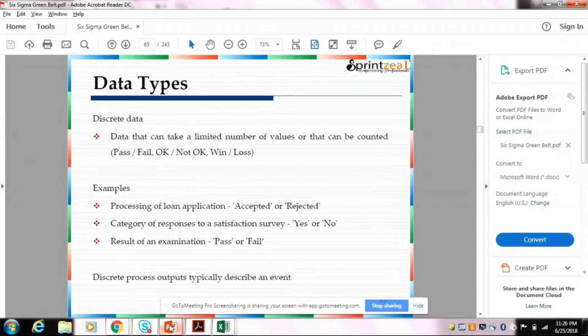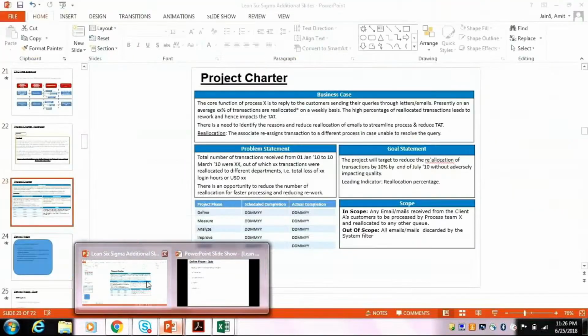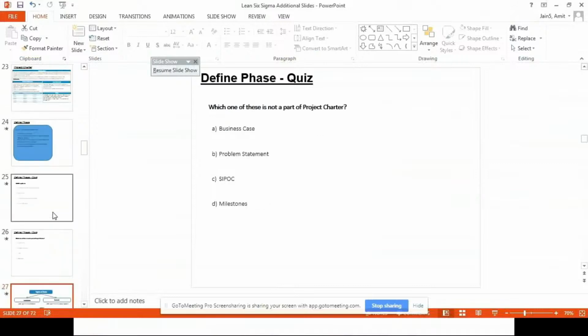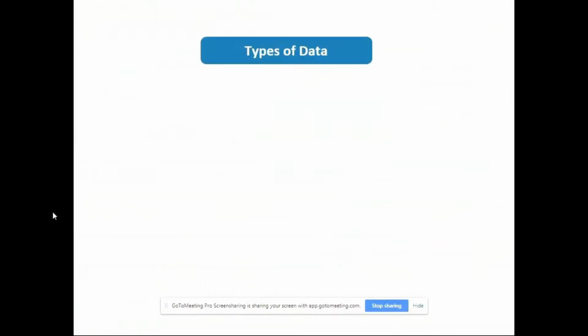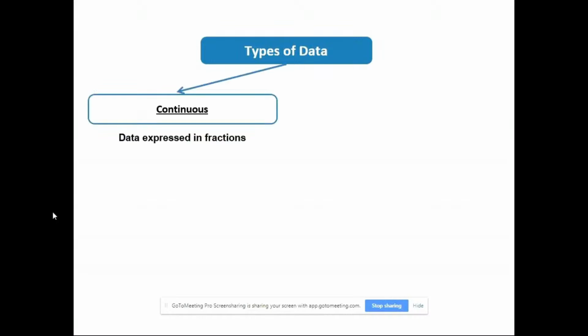Okay, so let's come to the data types, and I will flip over to my other presentation. So what are data types? Any data in the world, you can categorize into two types. One is continuous data. Continuous data is data that can be expressed in fractions. Scott, you're still there, right? I am still here. Okay, great. So continuous data is data that can be expressed in fractions.